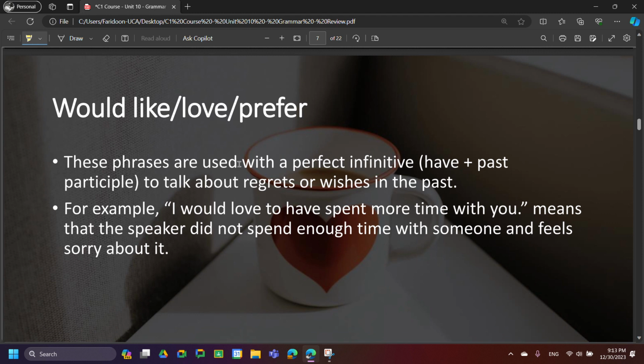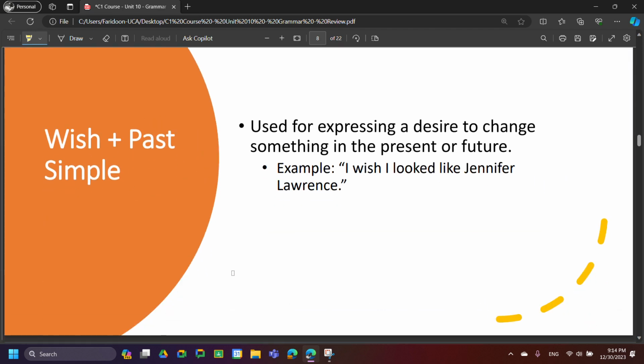Okay, so what about would like, would love, and would prefer? These phrases, guys, are used with a perfect infinitive, like have plus past participle or have and verb number three, to talk about regrets or wishes in the past, okay? Example, I would love to have spent more time with you. It means that the speaker did not spend enough time with someone and feels sorry about it. Okay, so these ones are all about wish. Okay, let's see what we can do.